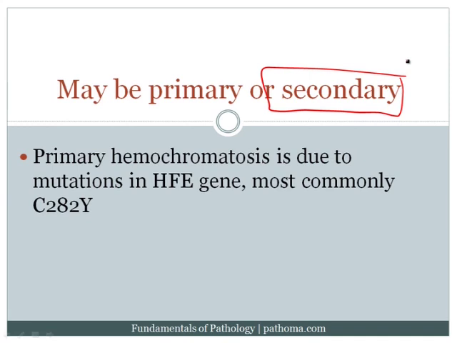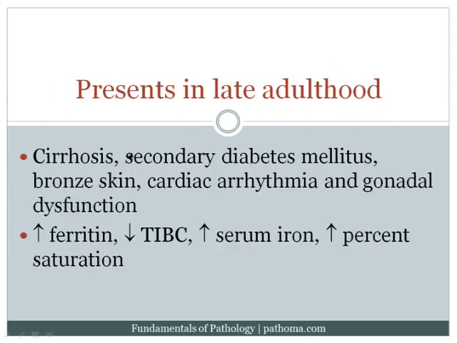This disorder usually presents in late adulthood because it takes time for the iron to build up and damage the tissues, and the classic triad is cirrhosis, secondary diabetes, and bronze skin. Now basically what's happening here is that as iron deposits in these tissues, you get end-stage damage, which then destroys the tissues. So again, cirrhosis would be end-stage liver damage. You get damage to the islets, resulting in secondary diabetes mellitus.